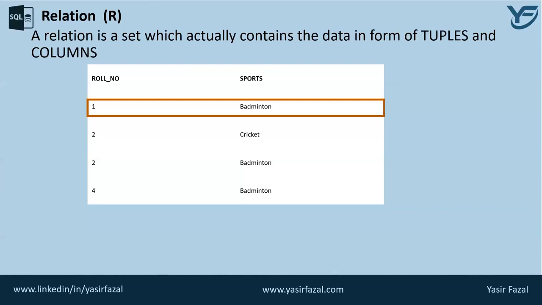How can you see that? Under the roll number, you can see numeral data. Under the sports, you can see textual data. And by combining both data values in this set, you can get a unique tuple. So this is the definition of a tuple when you talk about rows in relations.